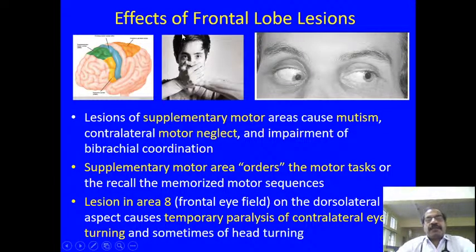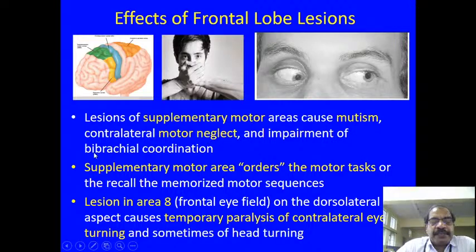And also if there is a lesion of the frontal lobe, other manifestations may also come. One is when there is a lesion of the supplementary motor area, it will cause decreased motor word output. So the patient may be totally mute or may speak very few words. And also when there is some movement of the body, the patient may have neglect of the movement of the other part of the body. If the left frontal lobe is affected, the patient may have contralateral, that is right side motor neglect.